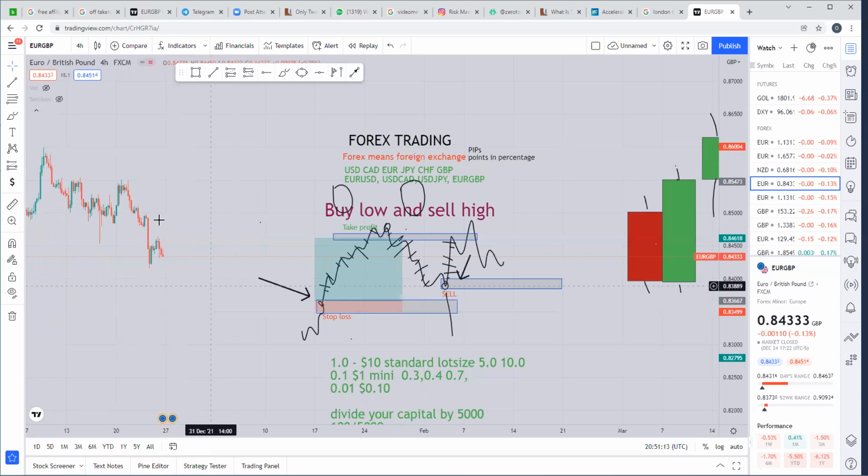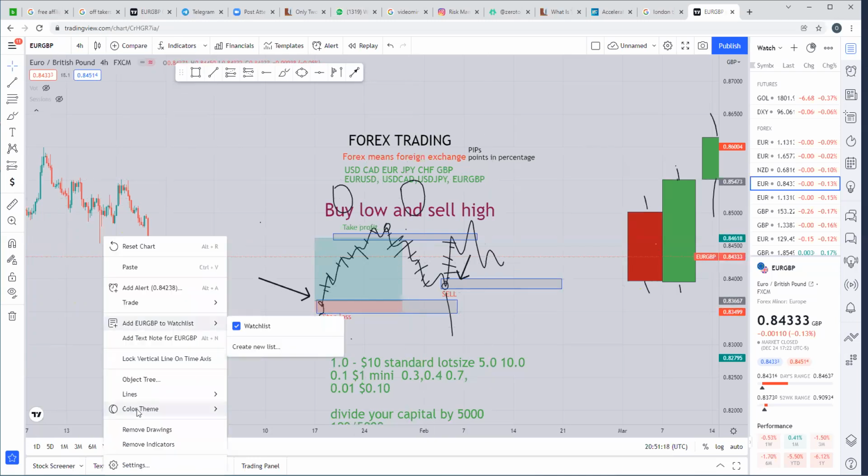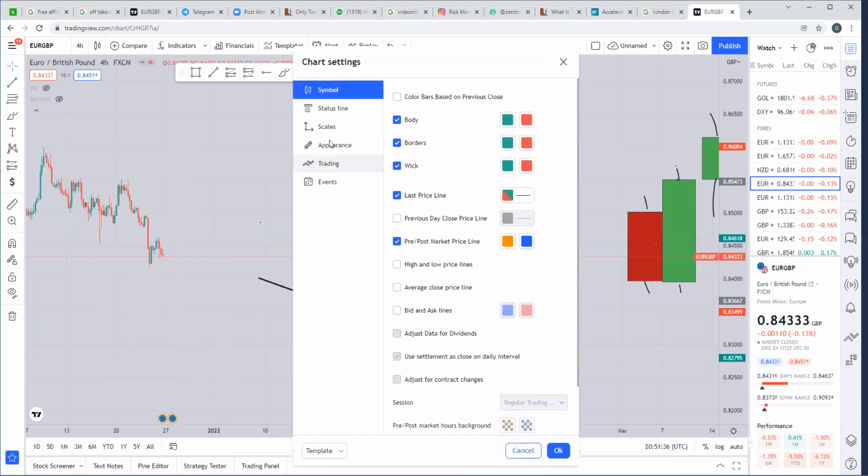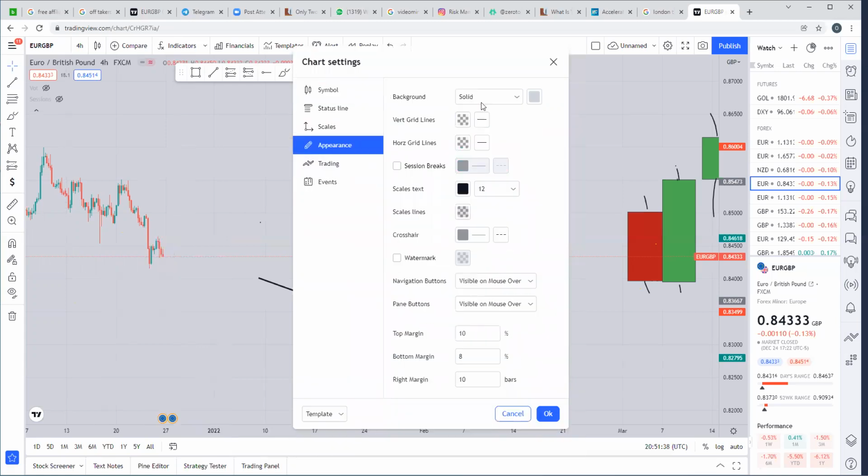Change your background colors, change your candle colors. Just right click, you can go to settings. If you want to remove all the drawings, you just click on remove drawings. It's going to remove everything. Then reset your chart. Then you can go to settings, set anything you want to set, change your colors, change what you want to. Just go around them. This is the symbol, so this is the color for the symbol. This is your appearance. This one is for your background.